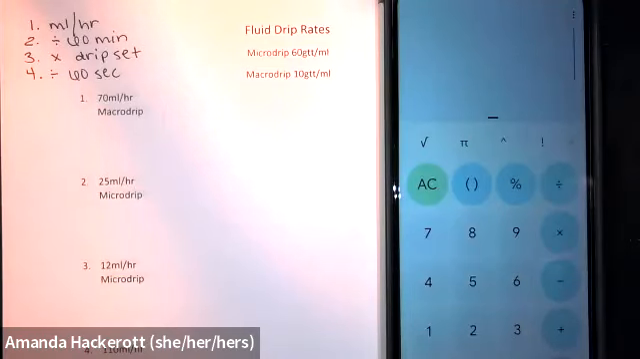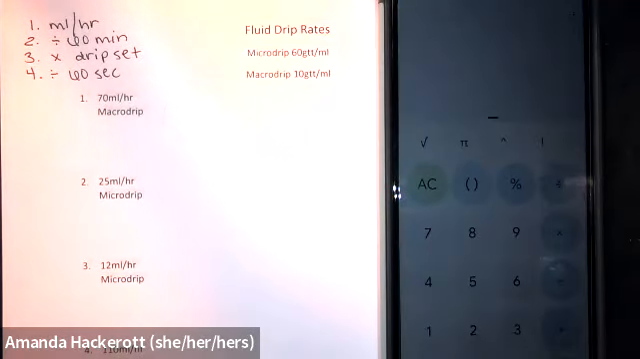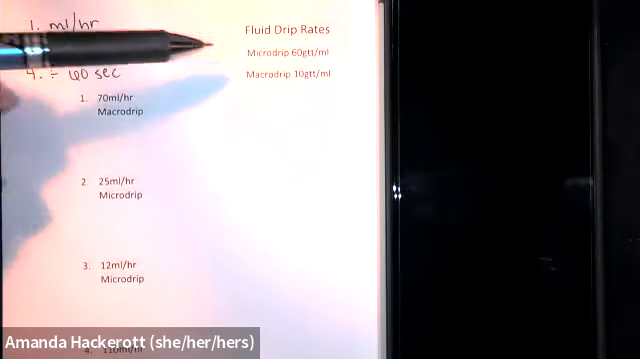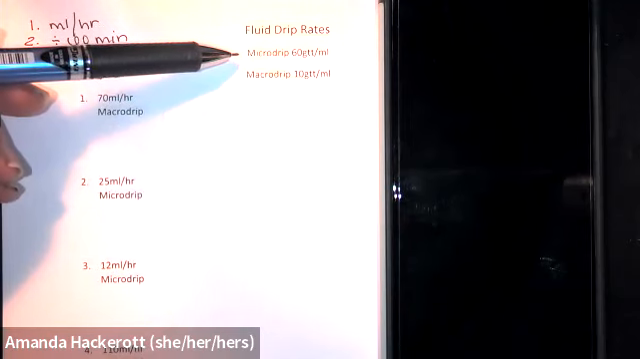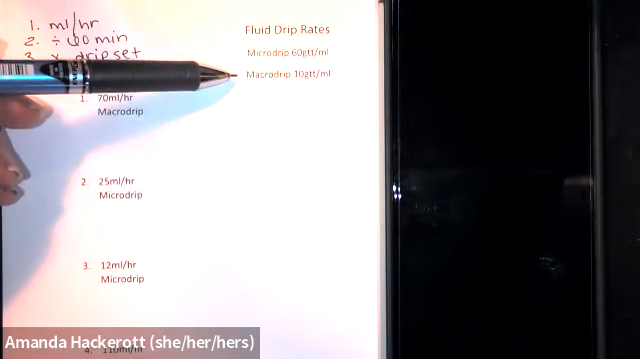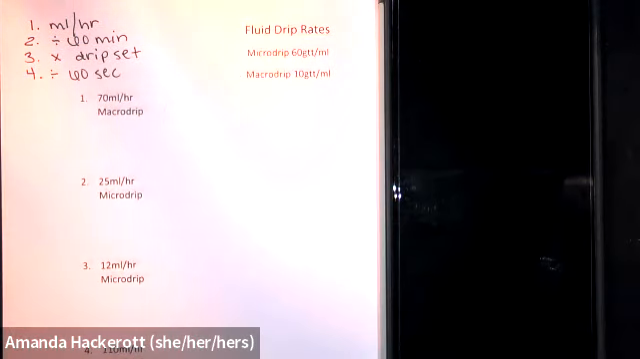In this video, we're going to do some calculations with fluid drip rates. You'll see in the top corner here the 4 steps that we have to follow in order to get down to our drops per second, which is the answer we're looking for when we're doing it by drip rate. You can see also we have our micro drip set at 60 drops per ml, and our macro drip set we're going to say is 10 drops per ml.